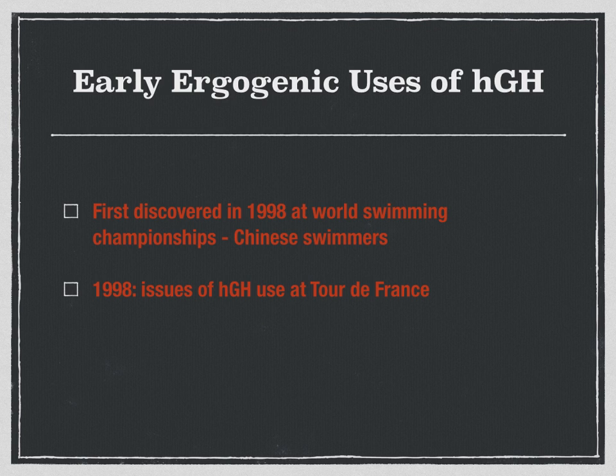Recombinant hGH was first discovered in sports in the hands of Chinese swimmers bound for the 1998 World Swimming Championships. Customs caught them trying to smuggle hGH into the country. That same year, issues arose at the Tour de France, which ultimately suggested that growth hormone use as an ergogenic aid had made its way onto the elite sporting stages.